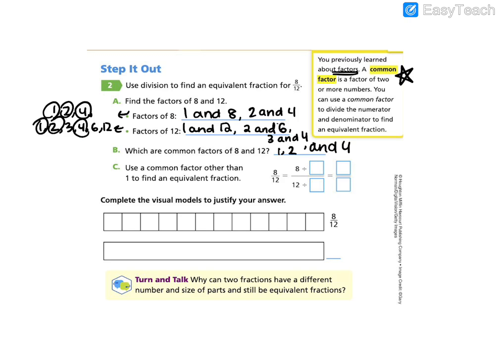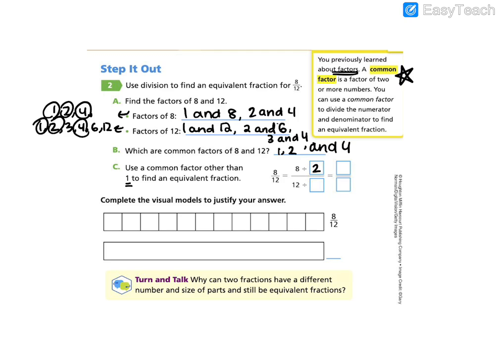Okay, so now we need to use a common factor other than 1. Right? If we divide this number by 1, the size of the pieces is not going to change because that number will remain the same digit. So 8/12 will remain 8/12. So we need to pick a different factor. Let's go ahead and divide by 2.